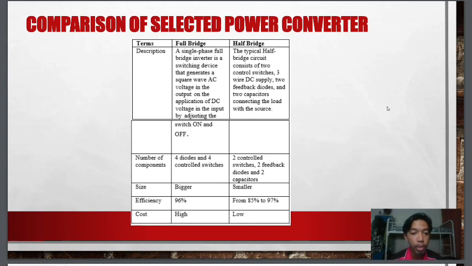Size of full bridge is bigger. Half bridge is smaller. Efficiency for full bridge is 96%. Half bridge is from 85% to 97%. Cost of full bridge is high, while half bridge is low.